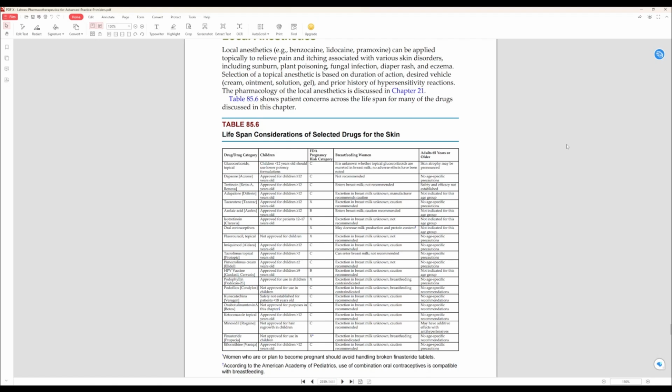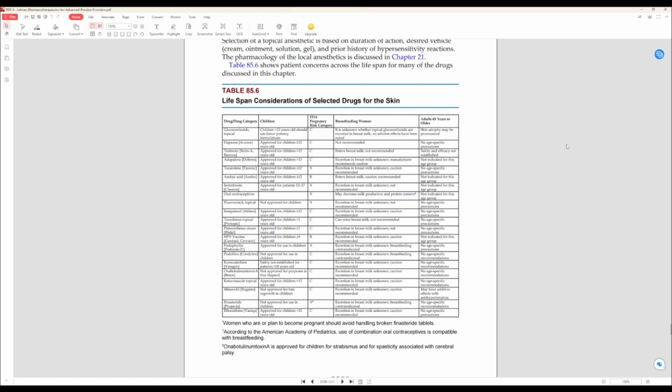The following table shows patient concerns across the lifespan for many of the drugs discussed in this chapter. An excellent spot to hit pause and you can review. The big ones that should be noted would be your FDA pregnancy risk category. If you take a quick peek, a lot of them fall into the C or X category, as well as some Bs.